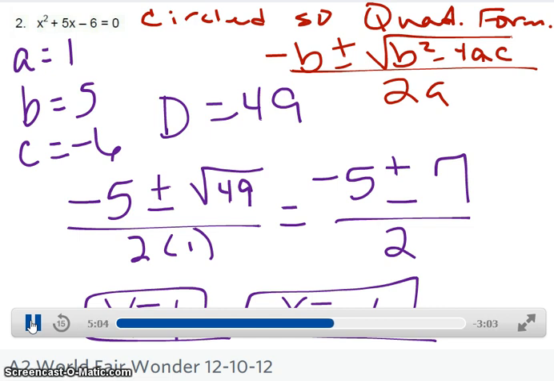The boxes that are left will be used to answer the question. Okay? I don't care if you do them in numerical order or if you do all the completing the squares and then all the quadratic formulas. I don't care about that.